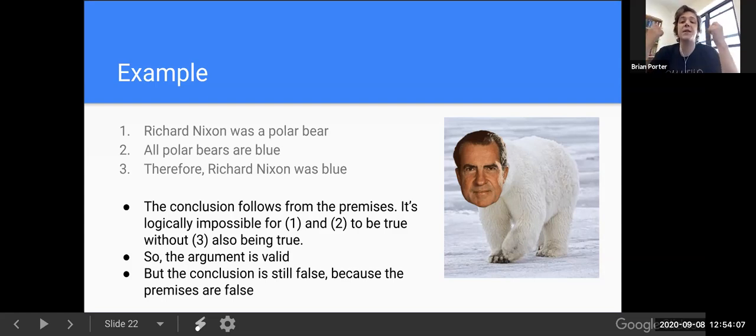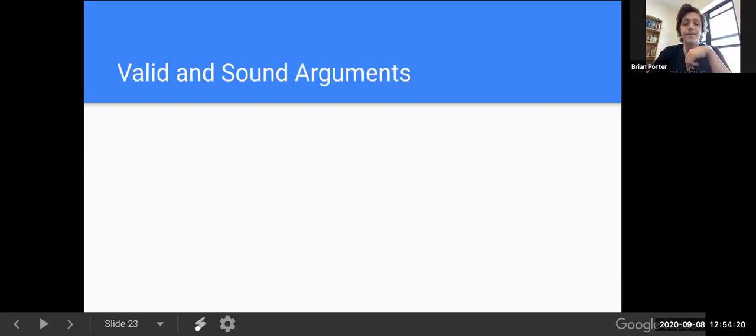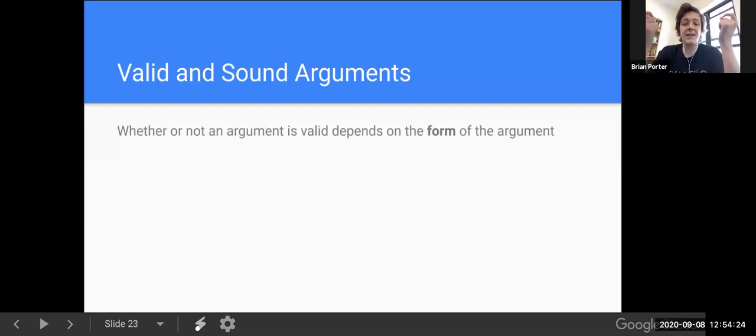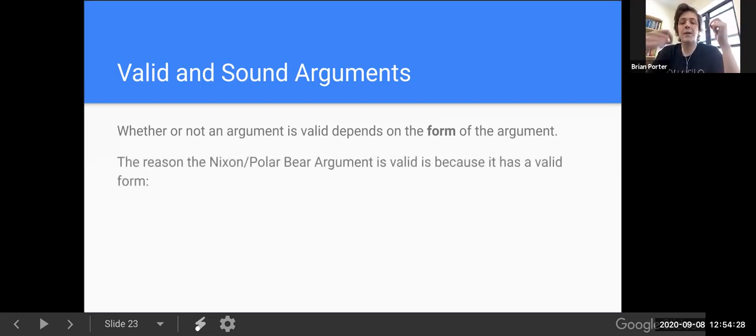It's possible for the conclusion to be false if the premises are false. So, there's an example of a valid argument that still has a false conclusion. So whether or not an argument is valid depends on the form of the argument. And the reason the Richard Nixon polar bear argument is valid is because it has a valid form.